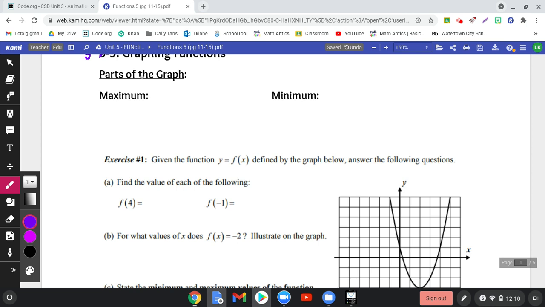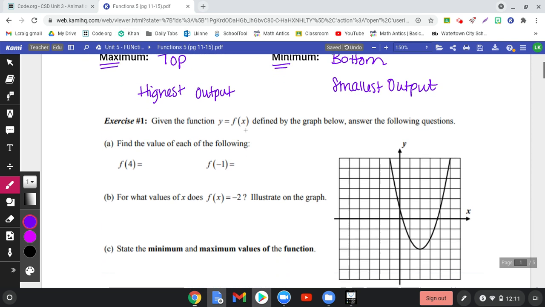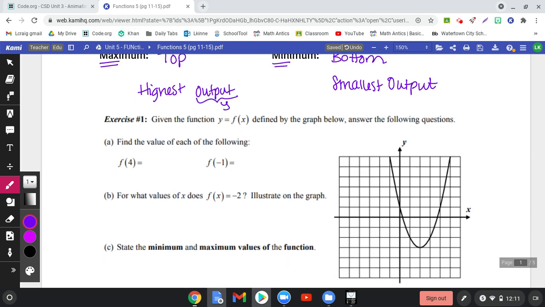So just a quick review. We talked a little bit about this last class. Maximum, or max, is the very top of your graph, and the minimum, or min, is the very bottom of your graph, the very bottom point. So this is going to be your highest or largest output, and this is going to be your smallest or lowest output, or y value, because remember, output is your y value.